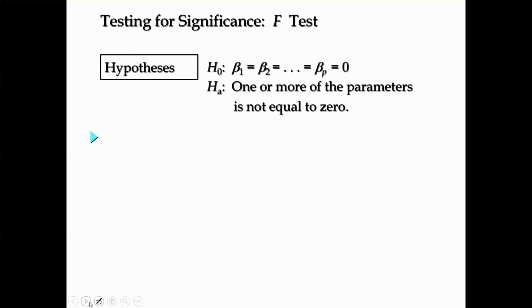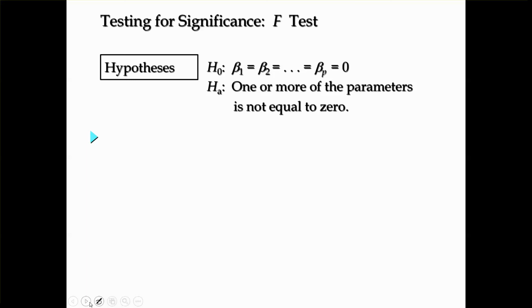First, you need to write down your hypotheses. So H0 is beta 1 equal to beta 2 equal to beta p equal to 0, which means you assume all betas equal to 0 at the same time. Simultaneously, they are equal to 0. And the alternative hypothesis is that one or more of the parameters is not equal to 0. So if you only write down beta 1 not equal to beta 2 not equal to beta p not equal to 0, that's not right.